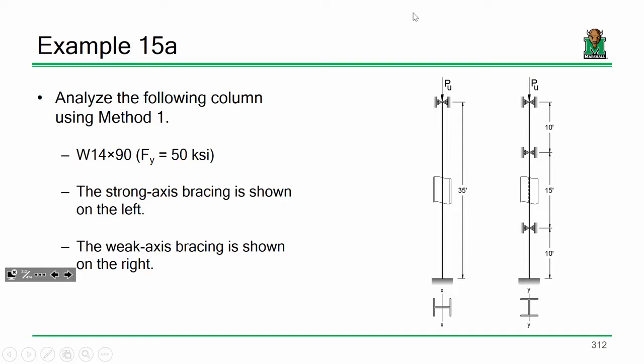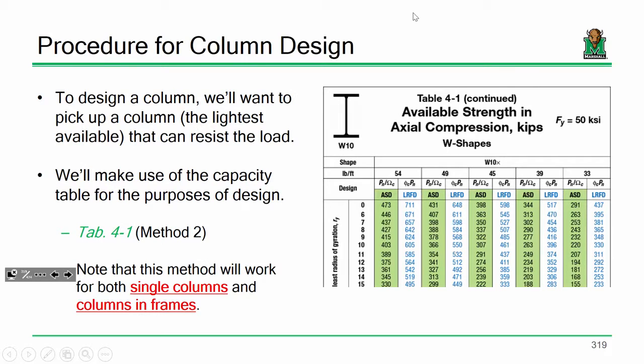And let me just make sure everybody's clear on where we're headed. Once we understand how to analyze a column, we'll be able to design one. So after we do this example three different times, we'll go through designing columns. And our design aid is going to be the riding lawnmower, Table 4-1.